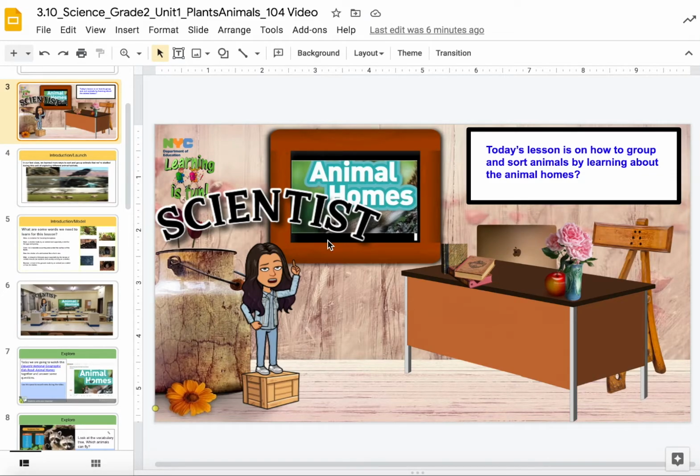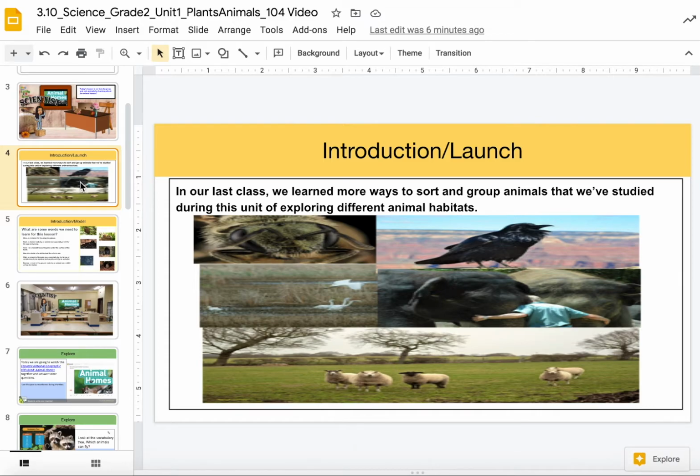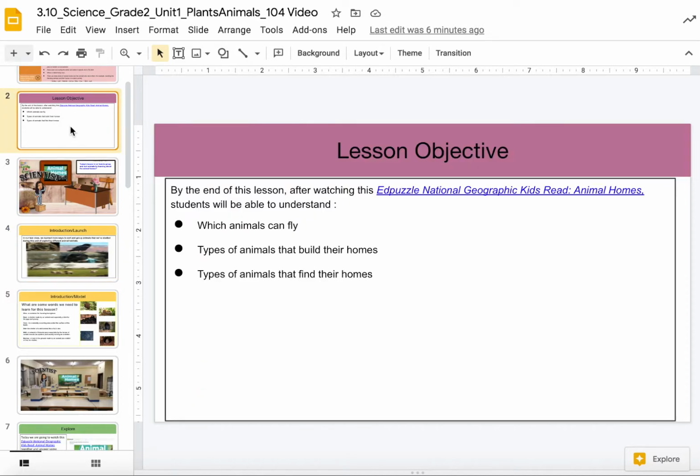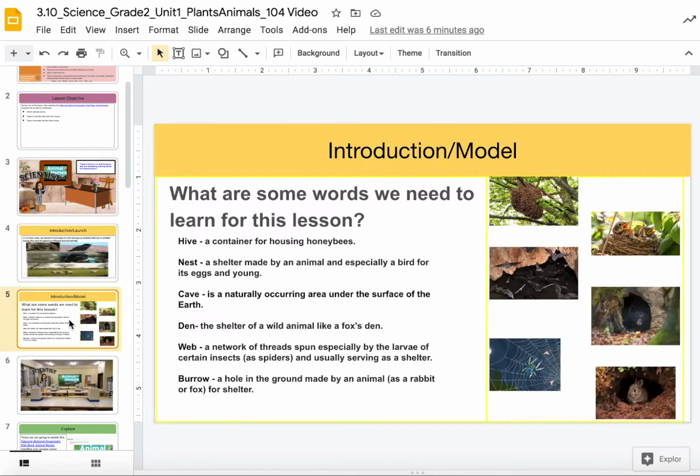Today's lesson is how to group and sort animals by learning about animal homes. In our last class, we learned more about ways to sort and group animals that we've studied during this unit of exploring different animal habitats. Today, by the end of this lesson, we're going to learn which animals can fly, different types of animals that build their homes, and different types of animals that find their homes.